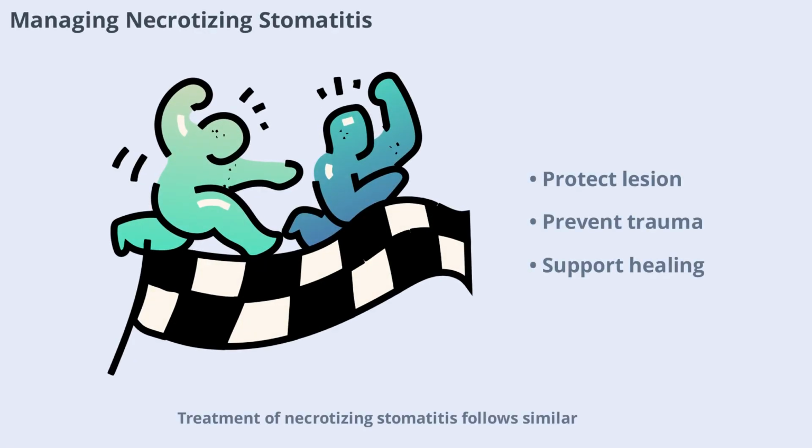Treatment of necrotizing stomatitis follows similar steps as other necrotizing periodontal diseases. In addition to medical history, scaling, and irrigation, it is important to protect the lesion with a mouth guard if possible. This helps prevent further trauma and supports healing. Early and aggressive intervention is key to preventing extensive tissue loss and improving prognosis.